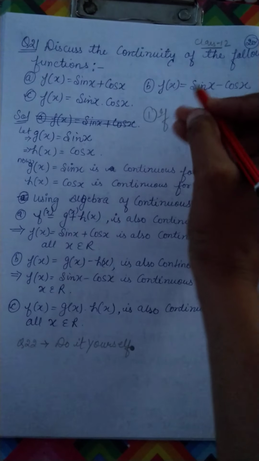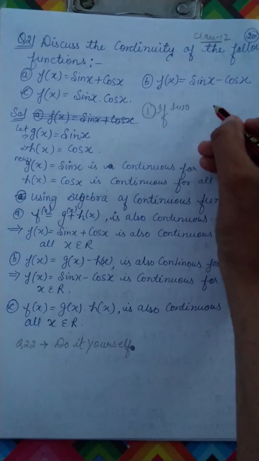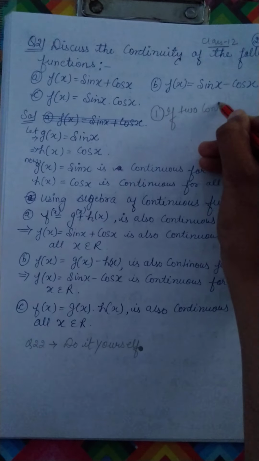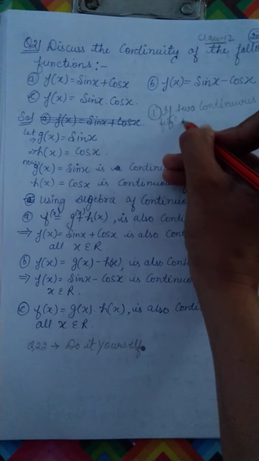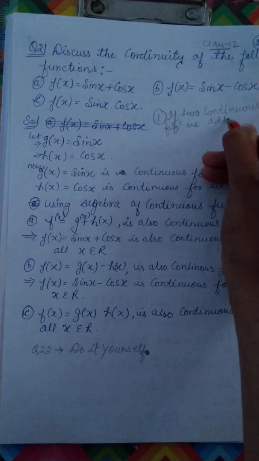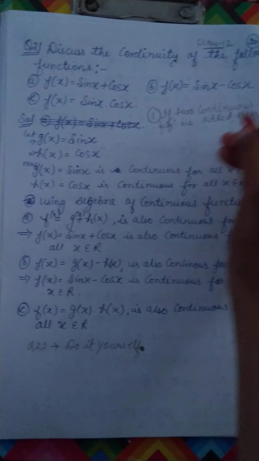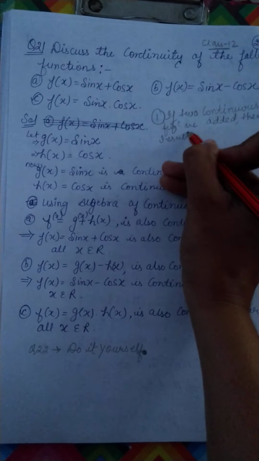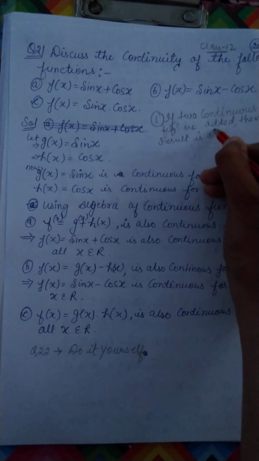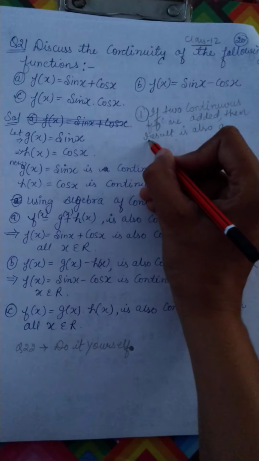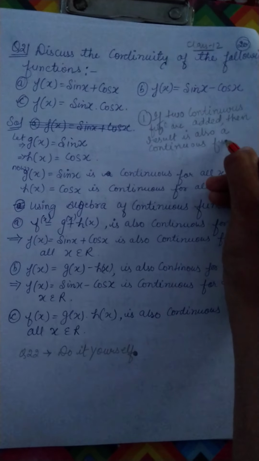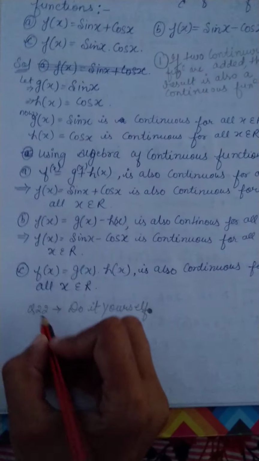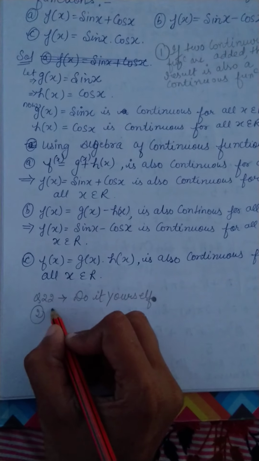Now I want to tell you a rule, that rule number 1: if two continuous functions are added, then the result is also a continuous function. Clear बच्चे?